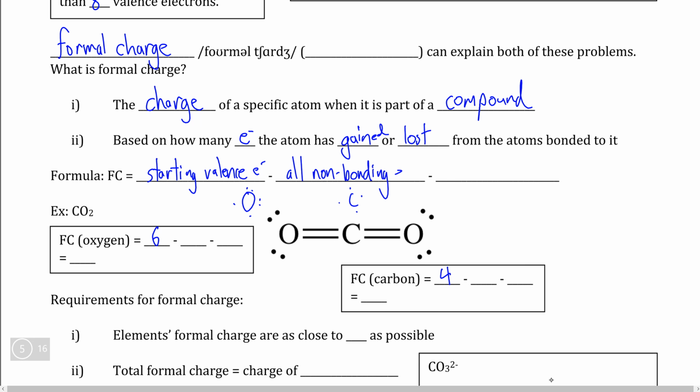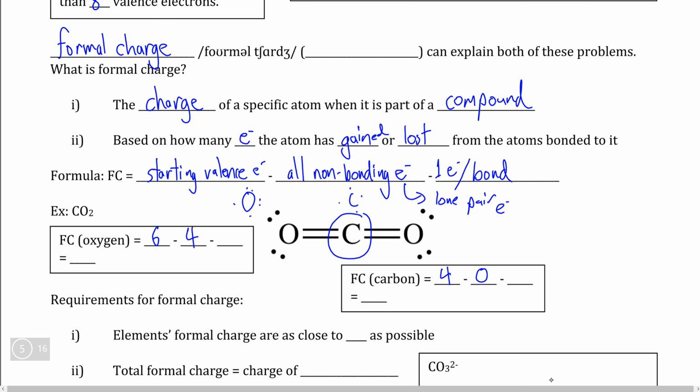Instead of saying non-bonding electrons, we can simply say lone pair electrons, because these are valence electrons that are not in bonds. Carbon is easier. We can see that carbon only has bonding electrons and has no lone pairs, so this number would be 0, and each oxygen here has 2 lone pairs, meaning that it has 4 non-bonding electrons.